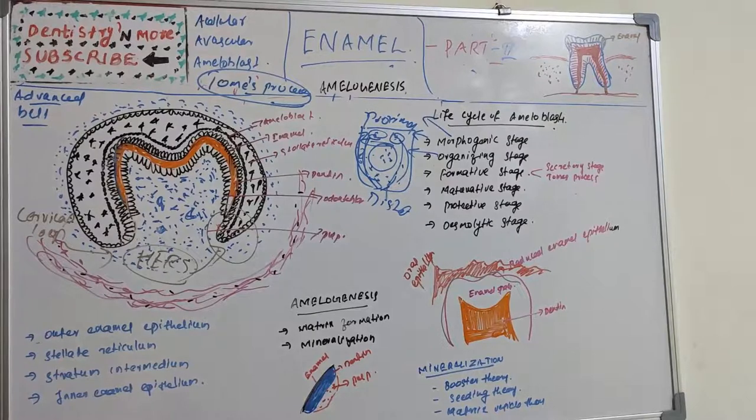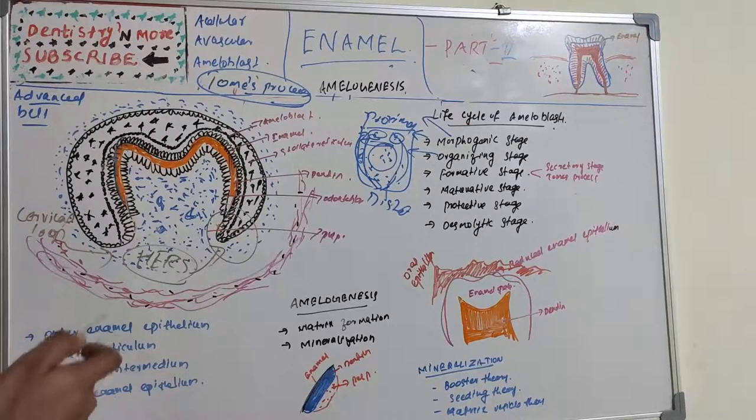So that is the role of Tomes process. So this Tomes process contains basically primary secretory granules and small vesicles, whereas the cell body cytoplasm contains abundant synthetic organelles. And the distinction between this Tomes process and cell body is clearly marked by the terminal bars, which are localized condensation of cytoplasmic substances associated with the cell membrane.